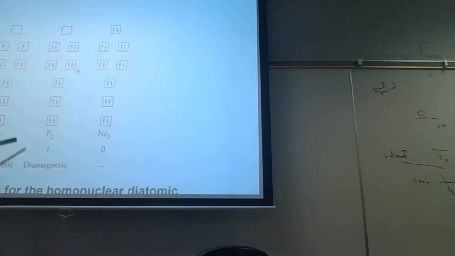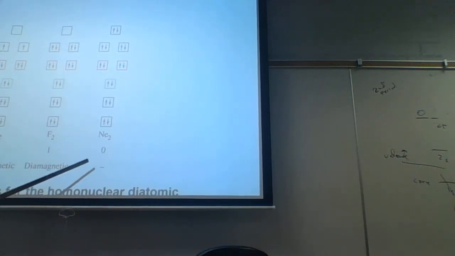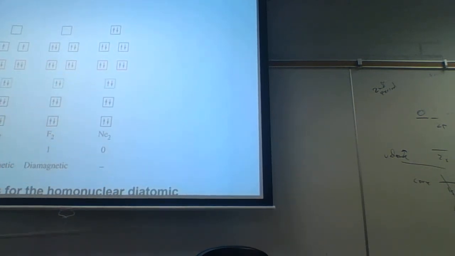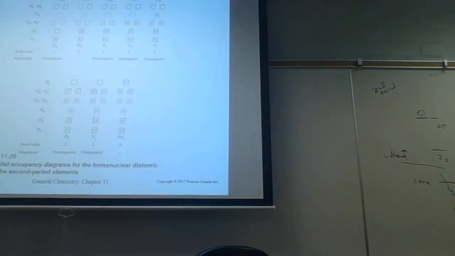Okay, fluorine, single bond, diamagnetic. Neon, you wouldn't be able to form. Equal number of bonding and anti-bonding. The bonding cancels itself out. These are called homonuclear diatomics.